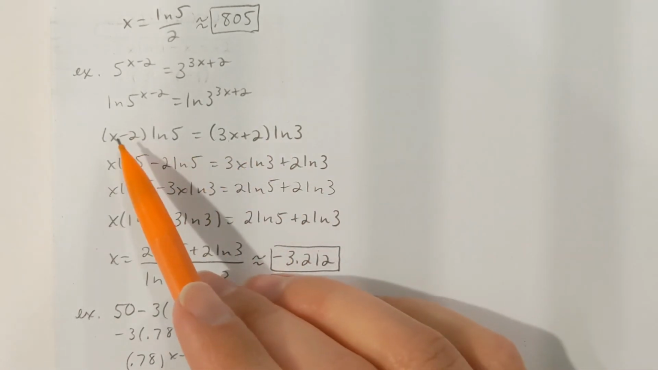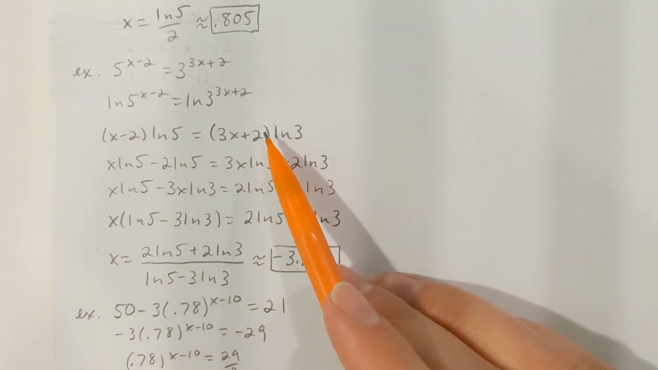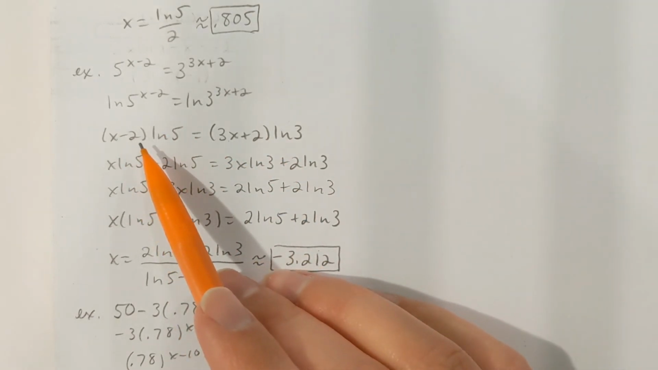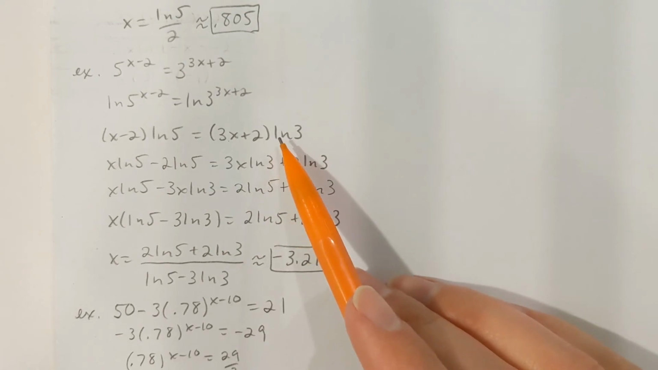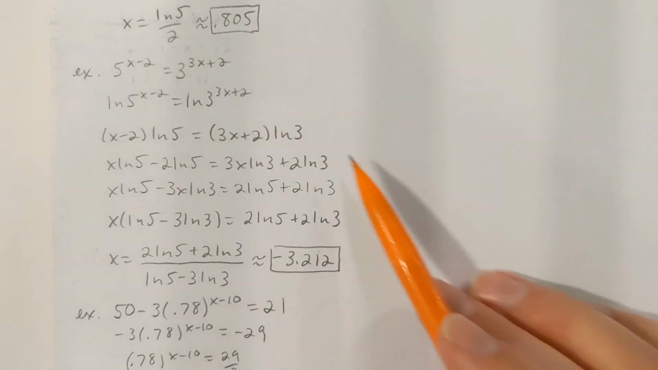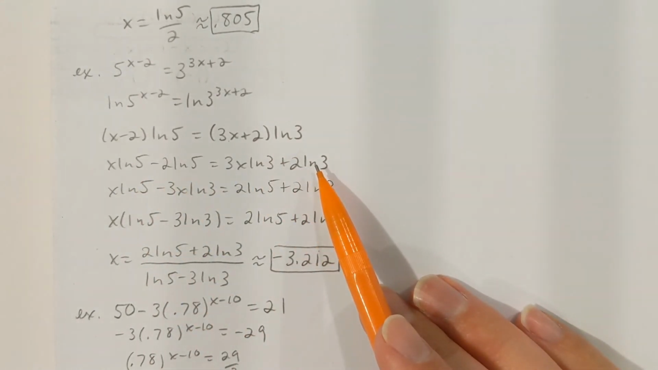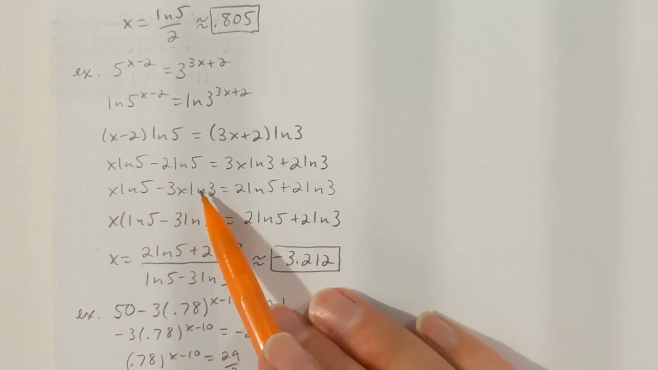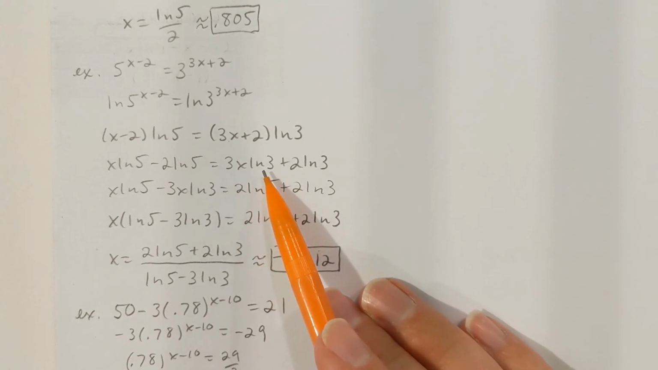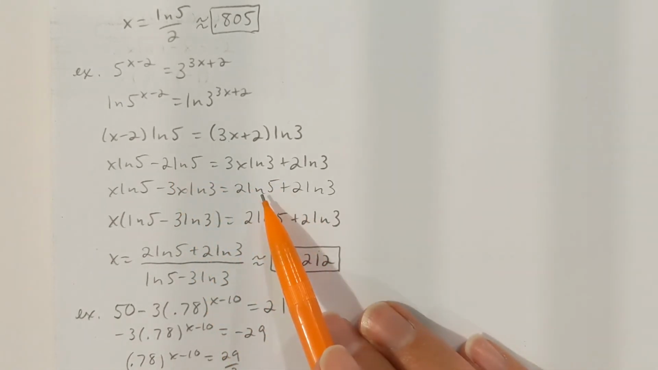Now, I would also add that when you bring the powers in front, include parentheses around those expressions, just because we're going to want to distribute ln 5 into these two terms on the left, and then ln 3 into these two terms on the right. And so that's what I've done on the next line here. I've distributed. And anything involving x, I'm getting that on the left, so I'm going to subtract 3x ln 3 from both sides, and I'm going to add 2 ln 5 to both sides.